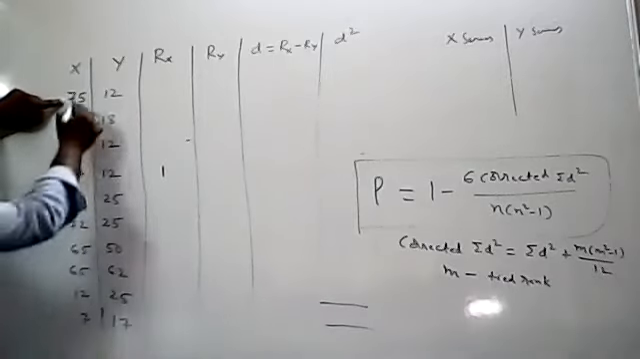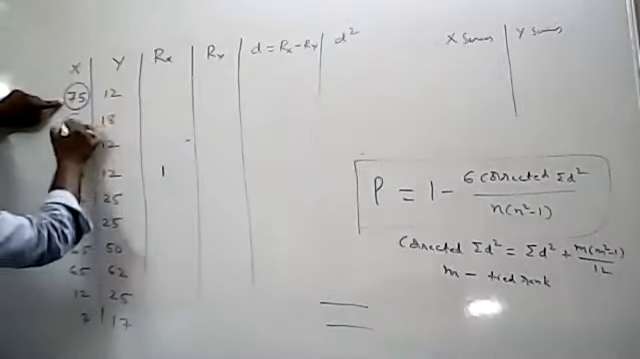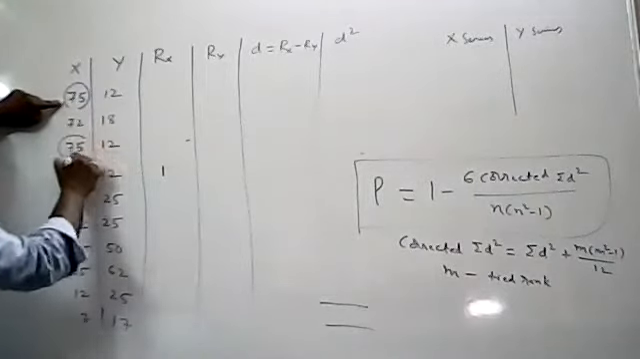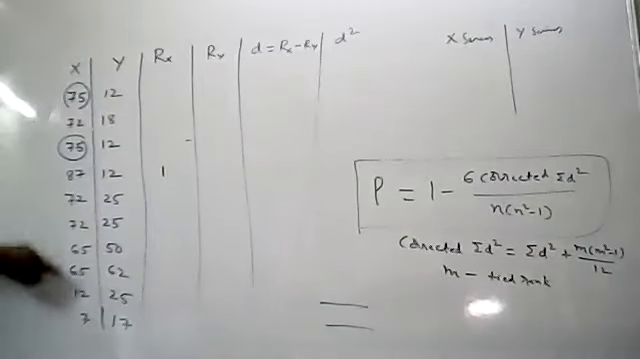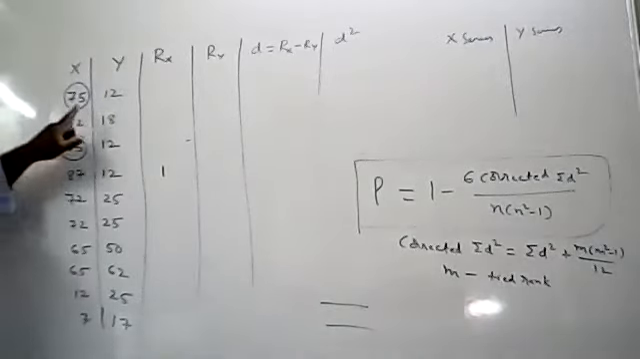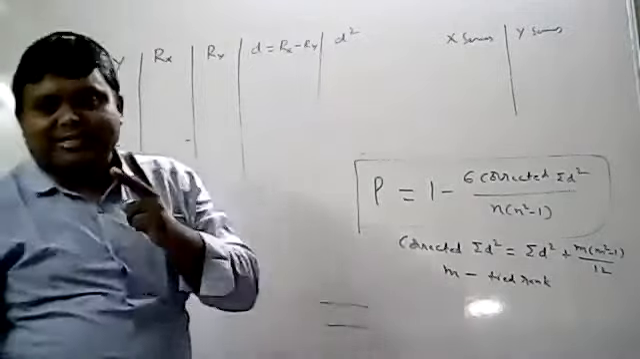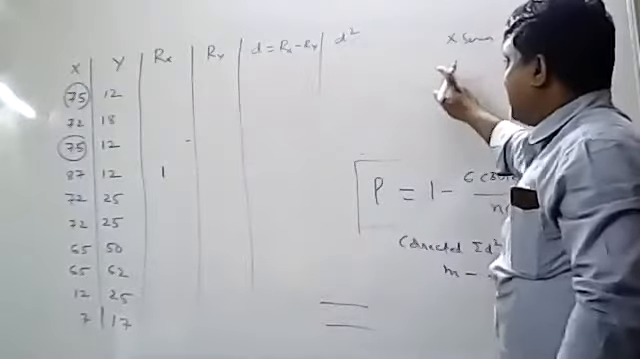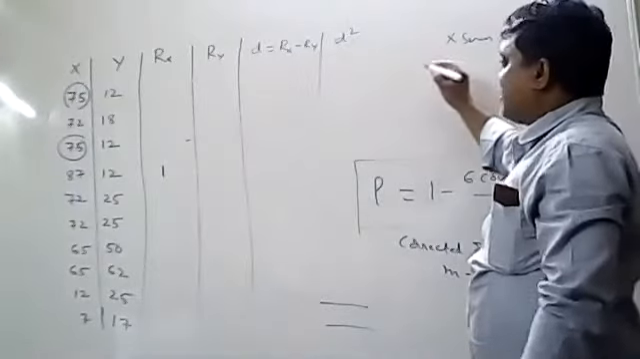But how many times is 75 there? 75 is there 2 times. So rank number 1 is already finished. Now which rank do I have to assign? The second rank. If I want to assign the second rank, there is a tie for how many values? 2 values. So in the X series, there is a tie for the second rank.